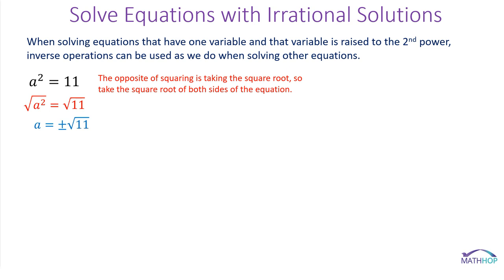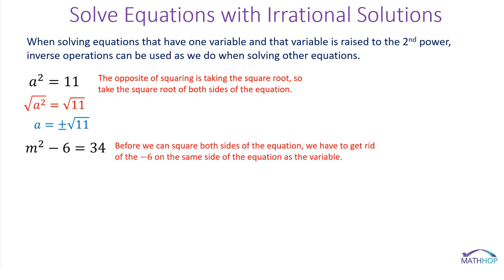Okay, let's look at one more equation. 2 more maybe. All right, so we have m squared minus 6 equals 34. We cannot jump right into square rooting both sides simply because we see m squared. What we first have to do is get that m term all by itself. So before we could square root both sides, we got to get rid of the negative 6 that's on the same side of the equation as the m squared. So the opposite of negative 6 is positive 6, or the opposite of subtracting 6 is adding 6. Either way, we add 6 to both sides. We get m squared equals 40.